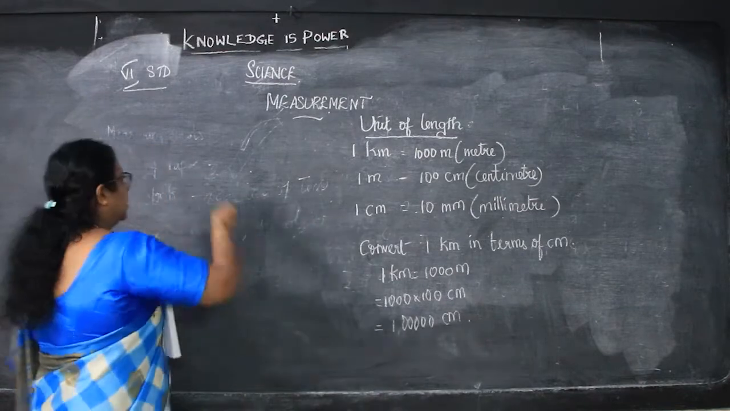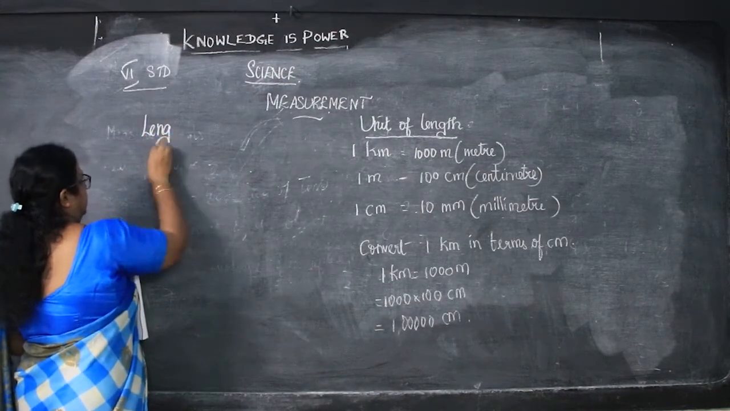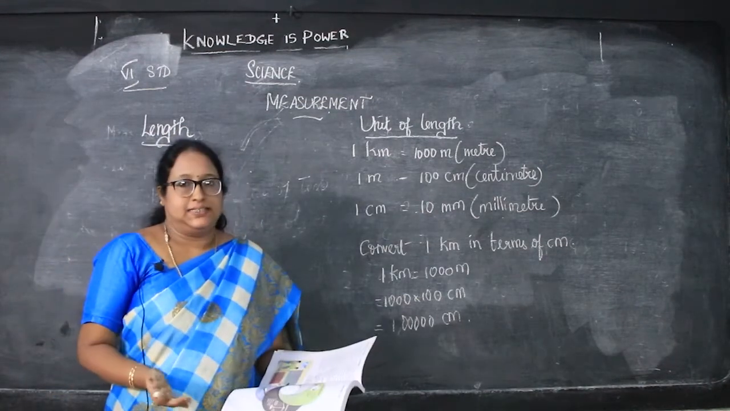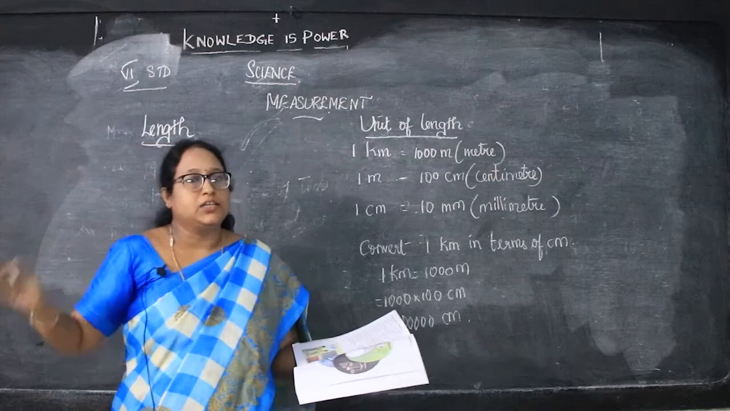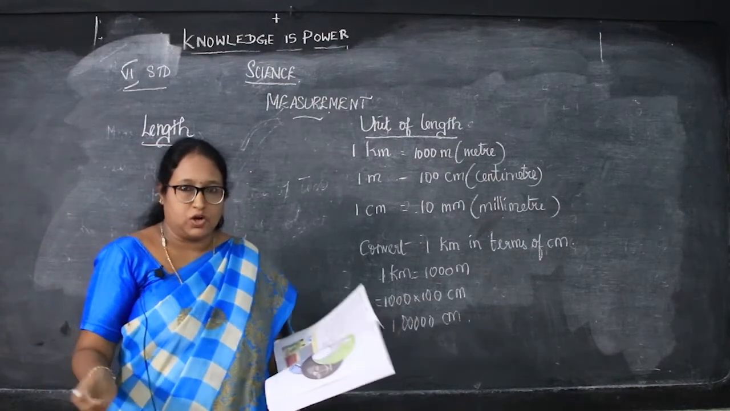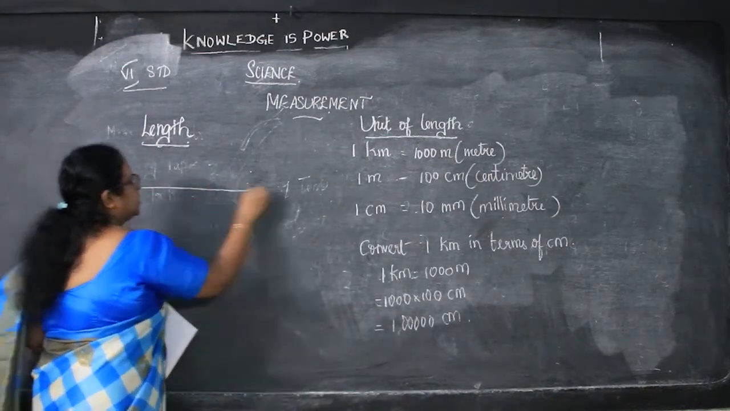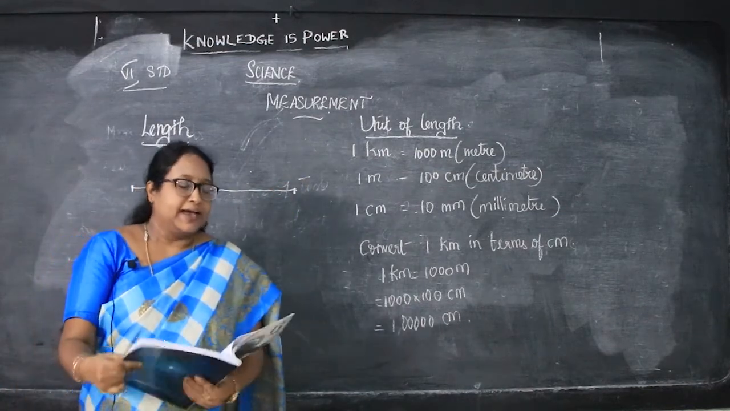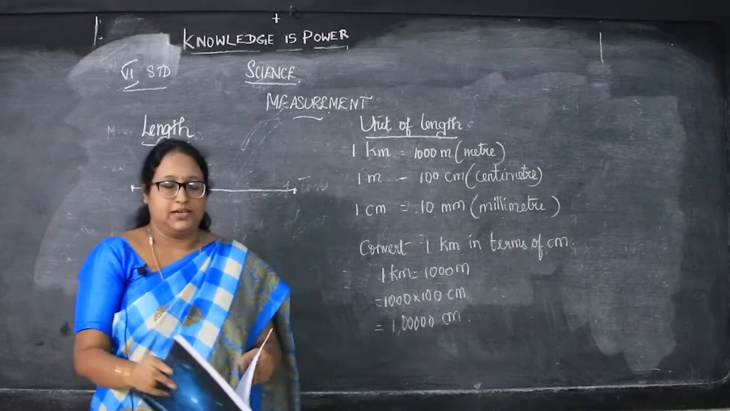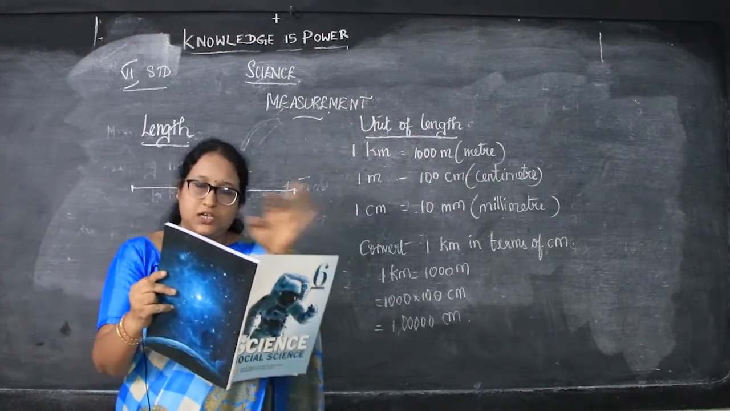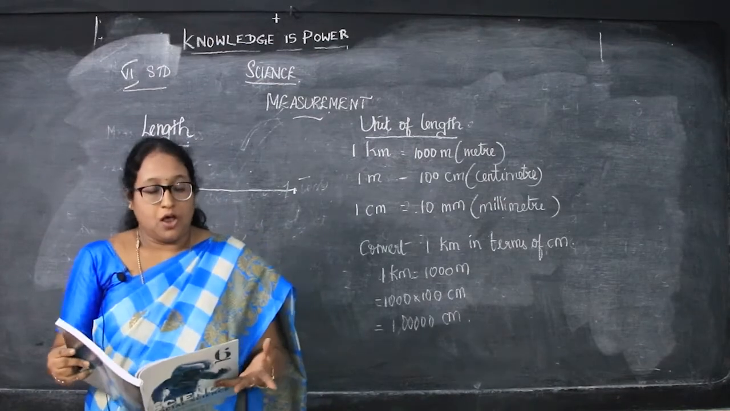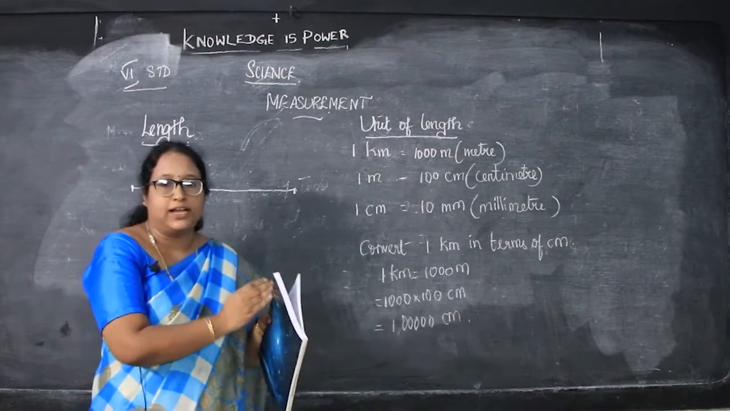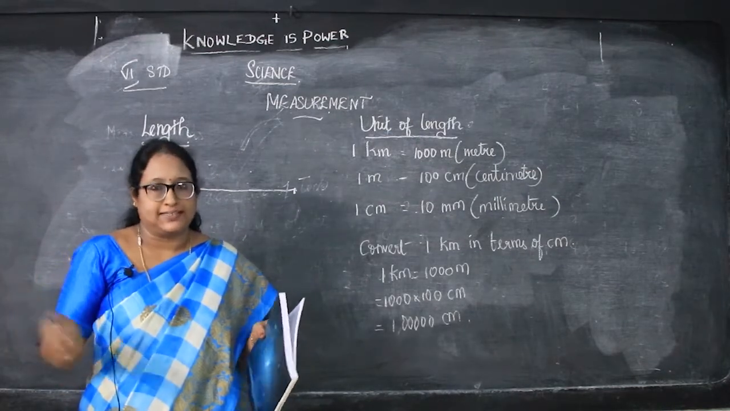Then next we are going to learn about length. Now what is length? The distance between one point and another point is called length. It may be the distance between the edges of a book, from here to here, or a table, or from home to school. This distance, from one point to another point, is called length.